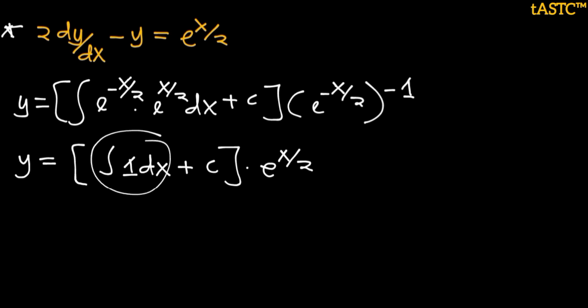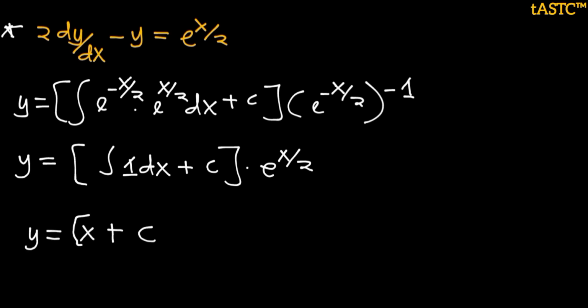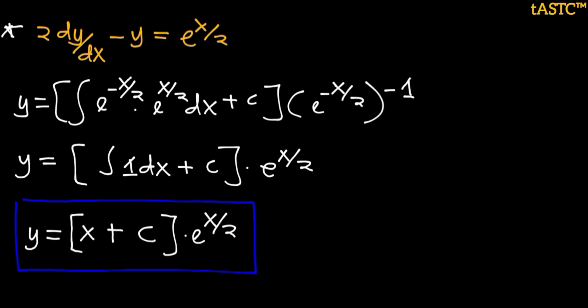Now, what is the integral of 1 dx? That is going to give us x. So we basically have x plus c. And like we said earlier, this is multiplied by e to the power of x divided by 2. So this is the answer to this question: y is equal to x plus c multiplied by e to the power of x divided by 2.